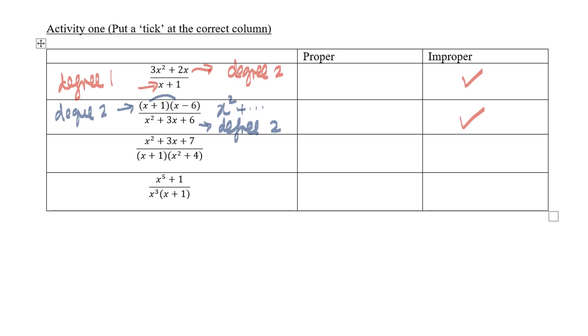Let's look at example 3. If you take x times x squared, that will give you x to the power of 3 and some other terms. The degree of your numerator is 2. However, for your denominator, the degree is 3. Hence the degree of the numerator is less than the degree of the denominator. This is a proper fraction.